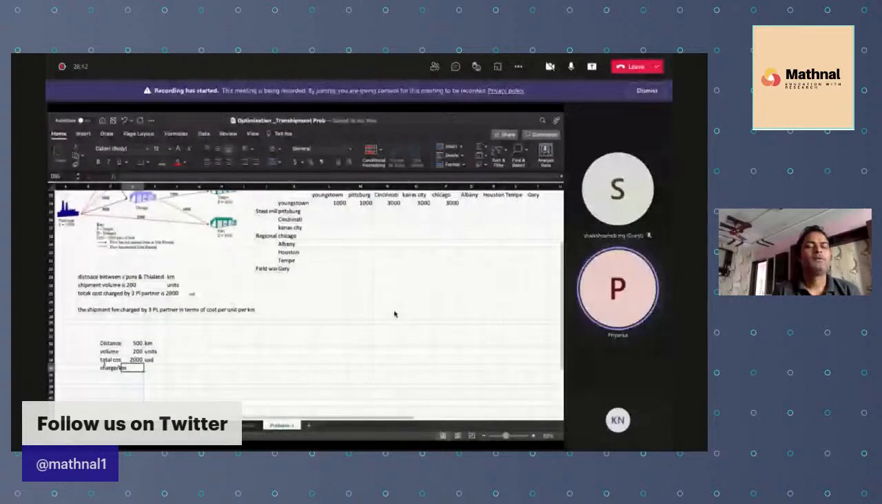First, okay. Total charge for the entire shipment is $2,000 for 500 kilometers. Total charge for the 200 units and for 500 kilometers is $2,000. So what is the total charge per kilometer?